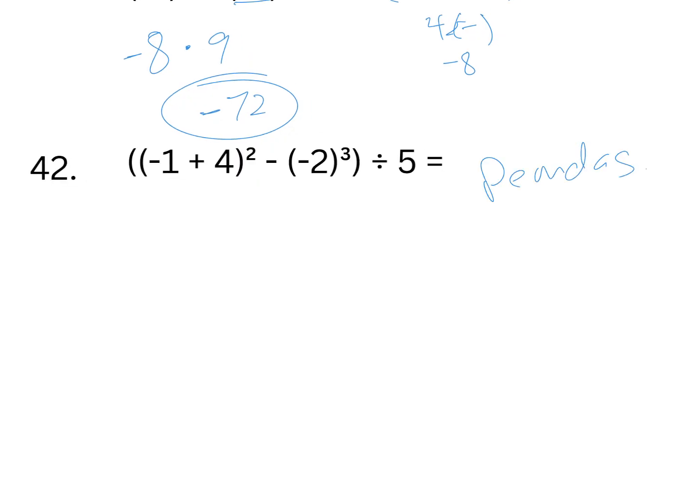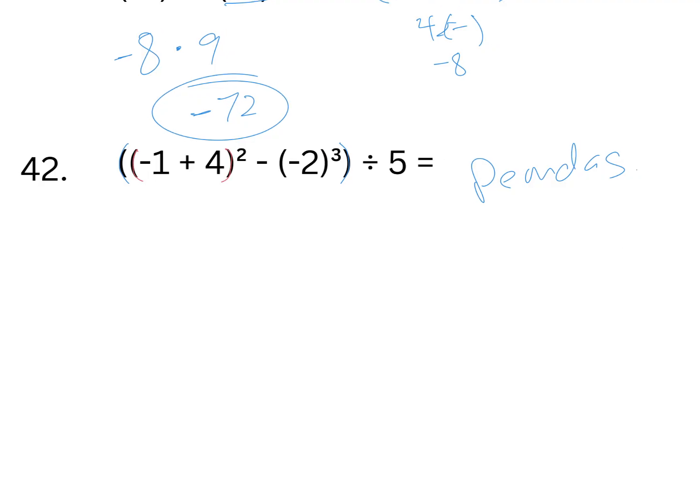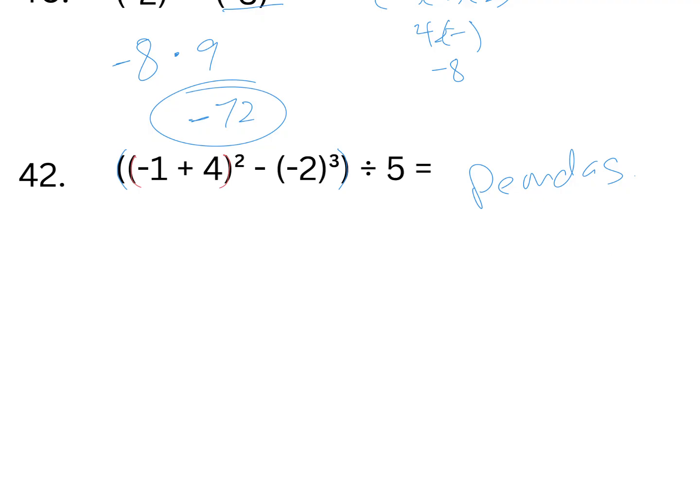Last but not least, and it looks very tricky, but you guys, just think through. What do you have? Parentheses. I got a big set of parentheses here. And then inside those parentheses, I got another set of parentheses. So let's go and do that. Negative 1 plus 4 is 3. That 3 was being squared, right?